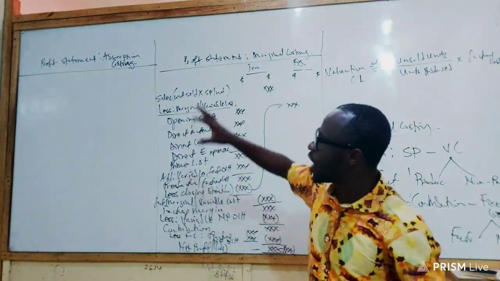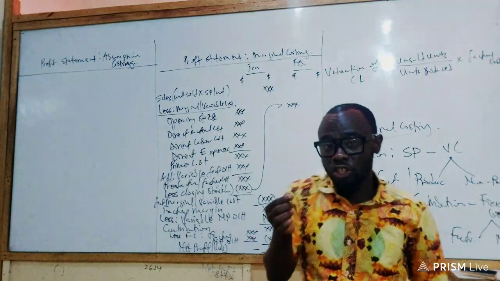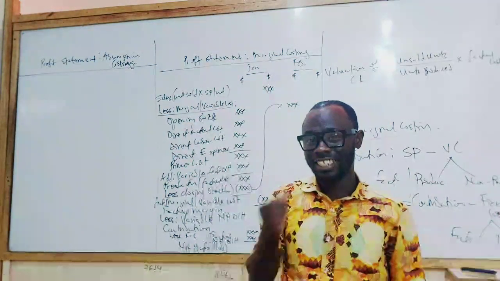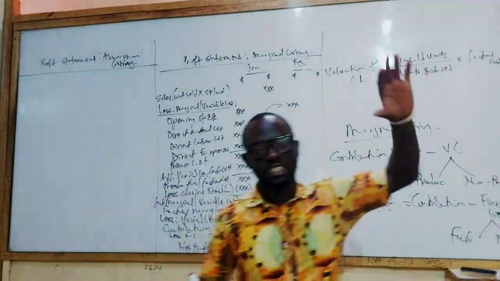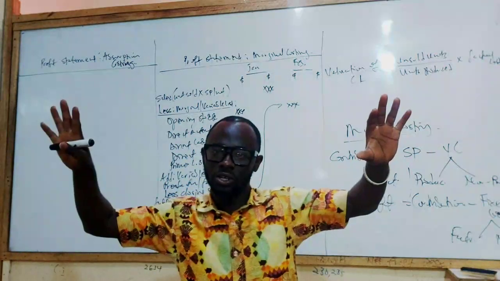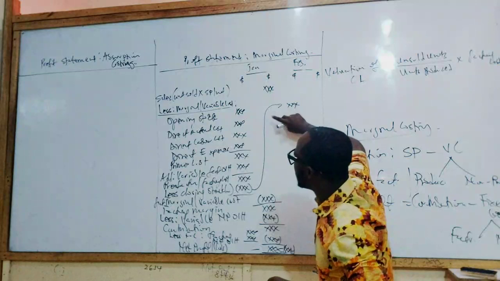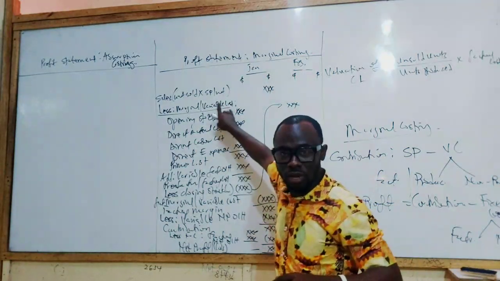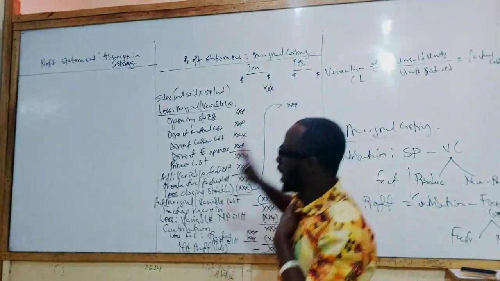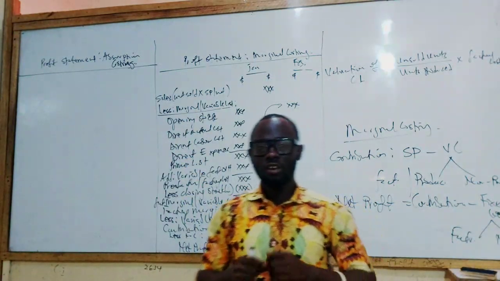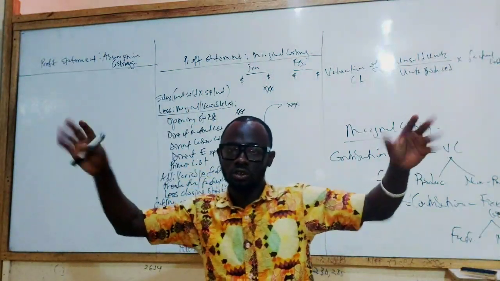So the first thing we are interested in here is our gross profit. Are you getting it? It is our gross profit. And what is gross profit? Gross profit is sales minus cost of sales. So whilst you are dealing with sales minus marginal cost here to get contribution in marginal costing, in absorption costing, you are looking for sales minus cost of sales to get what?